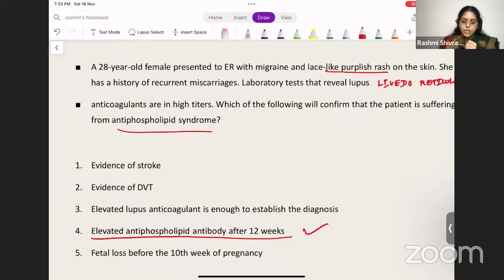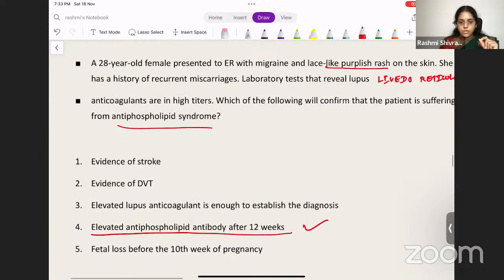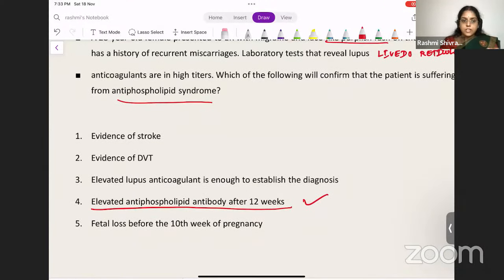They've given you a lace-like purplish rash. There is a history of recurrent miscarriages. There is a positive point. And there are also lupus anticoagulant and high titers, right? But what is the point which will help you in diagnosing? Evidence of stroke can be there, evidence of DVT can be there. All these things can be there.